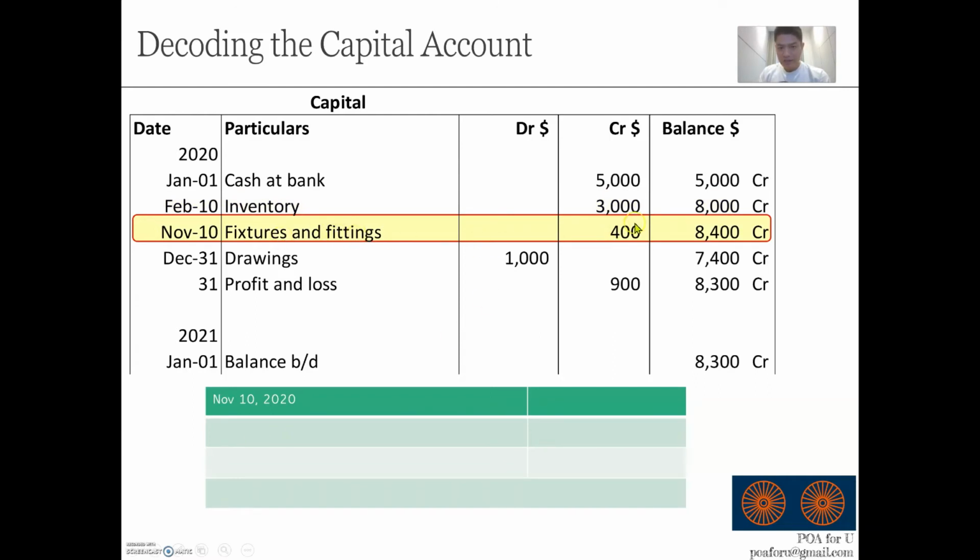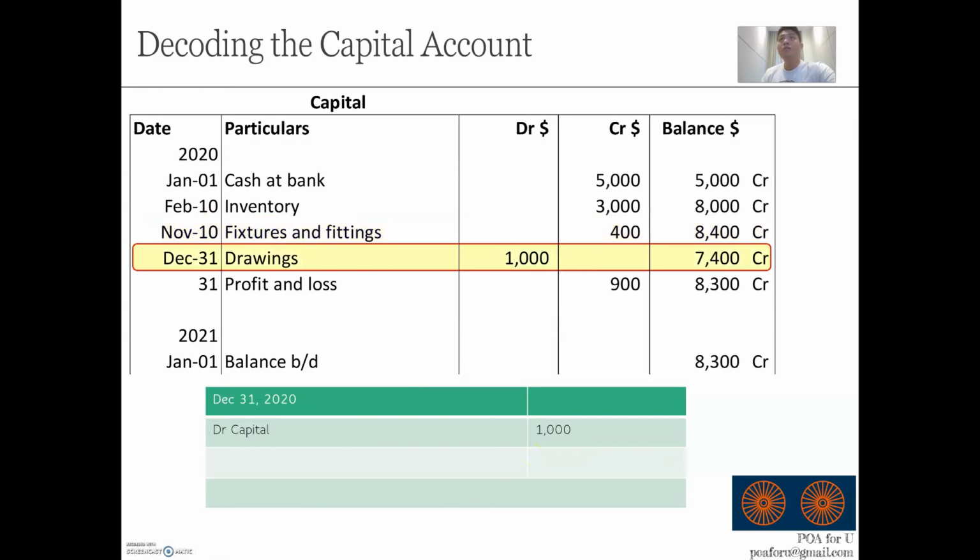Fixtures and fittings. Now that we've done these two in this format, can you do this yourself and see what you get? Pause the video and I'll show the answers right now. All right, it's exactly the same as before. It's a capital contribution in the form of fixtures and fittings, where you debit fixtures and fittings and credit capital 400. Okay, moving along.